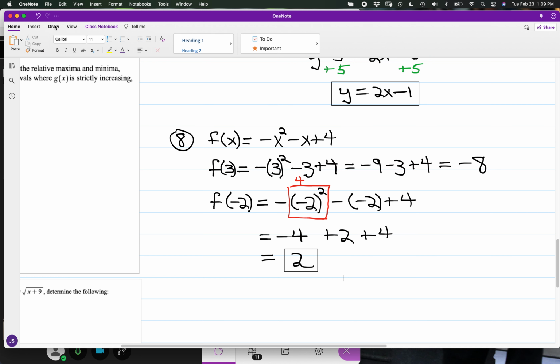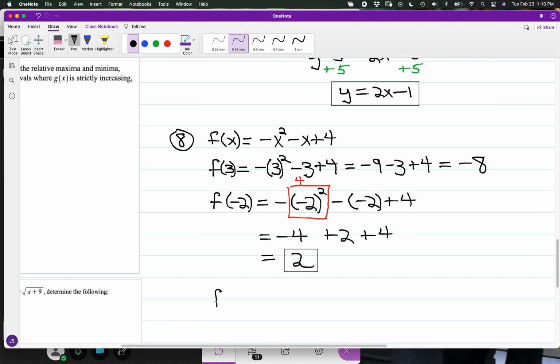Now for our binomial input, and this time we have f of x plus 4. Working in line with the function f of the input, you have the negative of the square of the input. So here we have the negative of the square of x plus 4. Then I have subtraction of the input, so I'm going to be looking at the subtraction of all of x plus 4. Again, we have followed by the addition of 4.